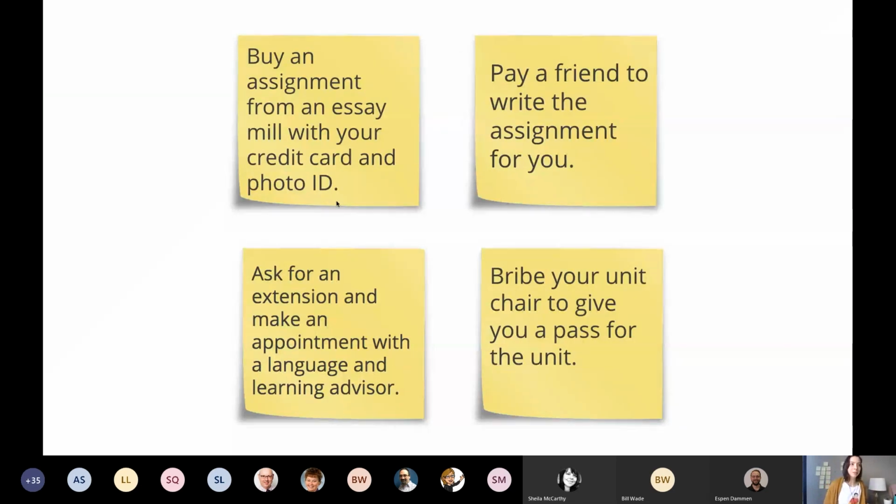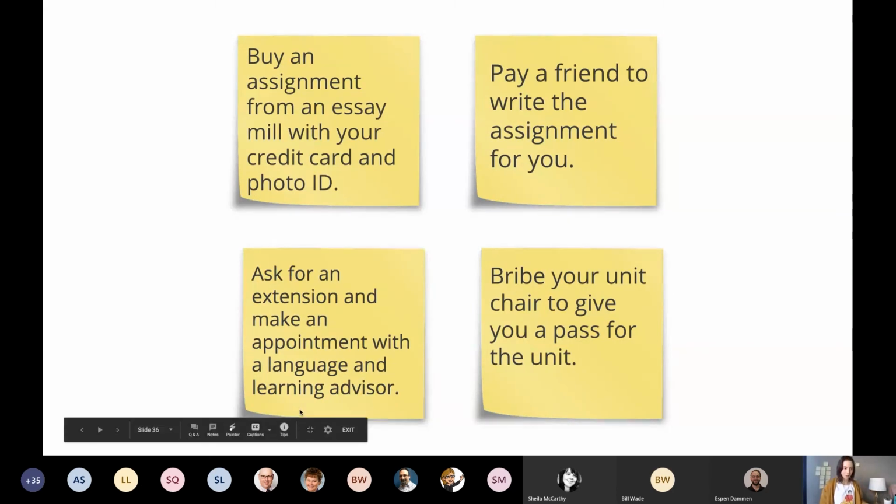So Lee could buy an assignment from an essay mill with his credit card and photo ID. A lot of essay mills take photo ID. He could pay a friend to write the assignment for him. He could ask for an extension and make an appointment with a language and learning advisor. Or he could bribe his unit chair to give him a pass for the unit. Yikes. Couple of options there.